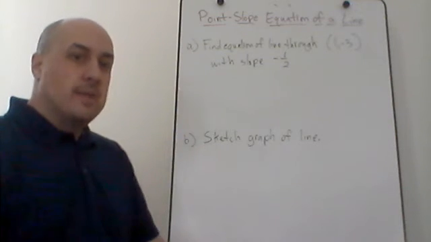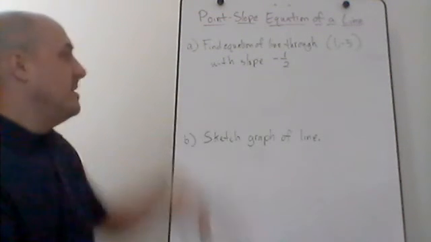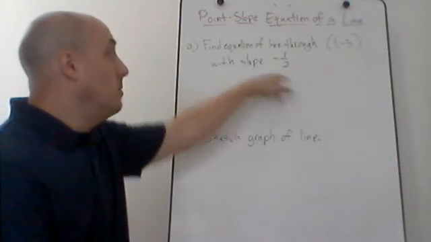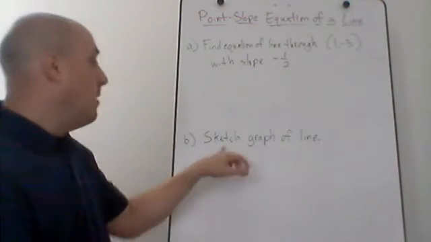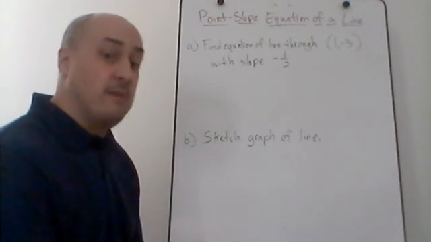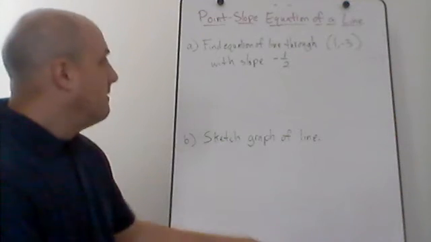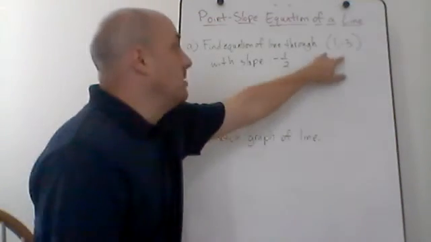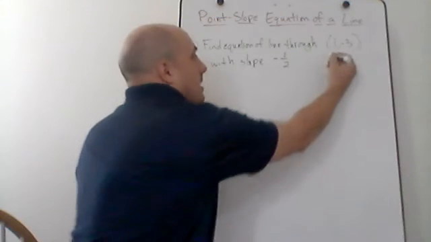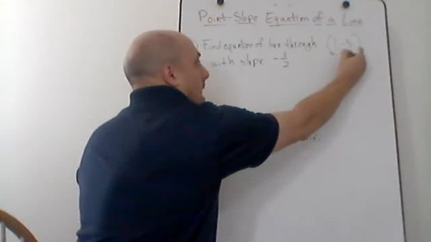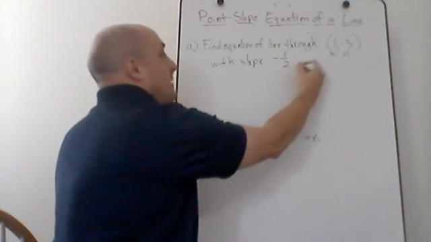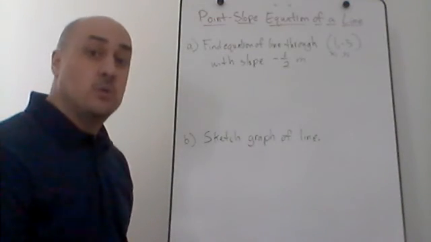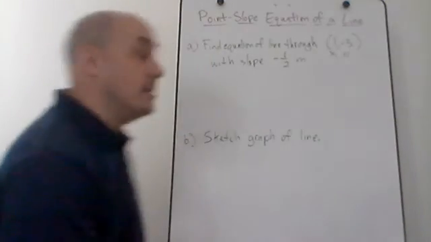I put an example up here where we want to find the equation of the line through the point 1 comma negative 3 with slope negative 1/2. Then in part B, we're going to sketch the graph of that line. For the first part, I want to find the equation of the line. I know a point, that 1, negative 3, that's my x1 and my y1, and I know the slope is negative 1/2, that's my m, so I have all the ingredients I need to write the point-slope form of this linear equation.